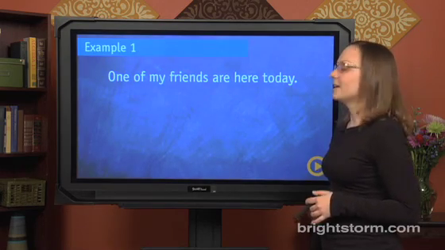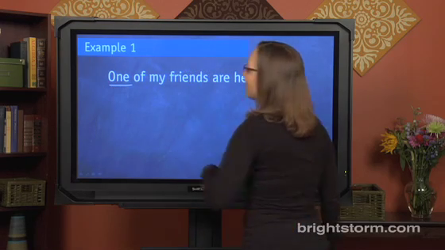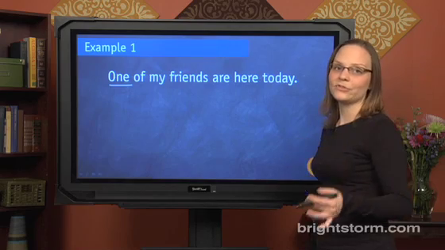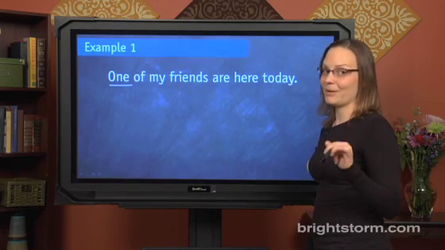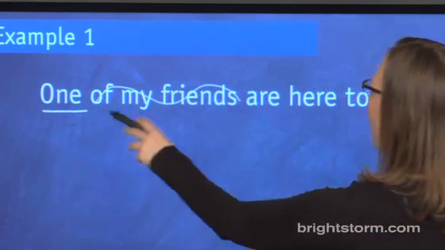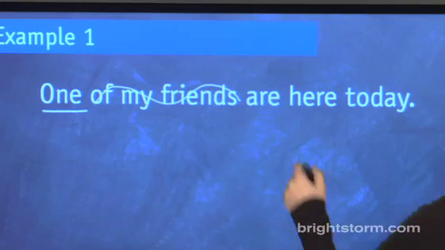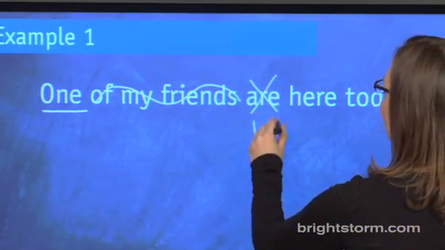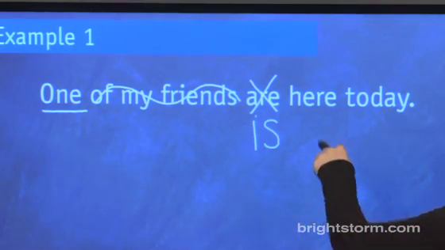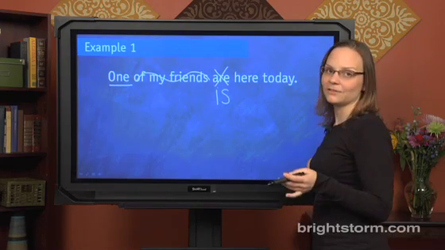One of my friends are here today. So here the subject is the word one, and I hope you recognize that as one of the singular subjects we just mentioned. Now we ignore of my friends, which is a prepositional phrase. You should definitely remember that from the first unit on subject-verb agreement. And then what we have left is one are here today. That doesn't sound right, and it definitely isn't right. It should be one is. So the original sentence should actually be changed to one of my friends is here today. One is singular, is goes with singular, that's fixed.